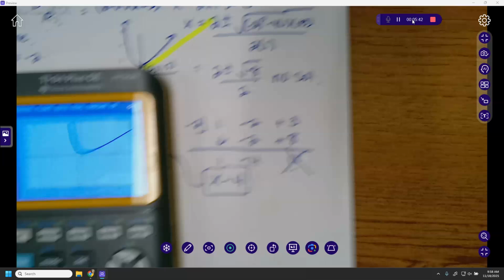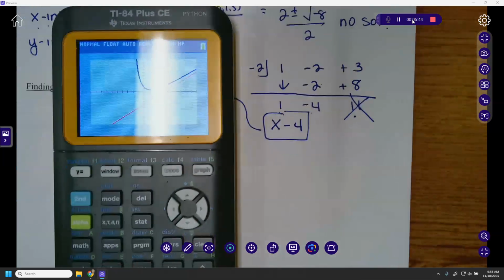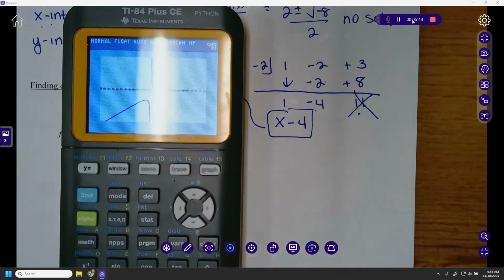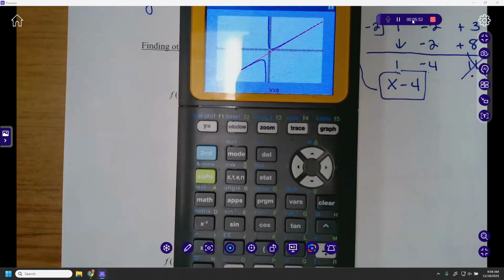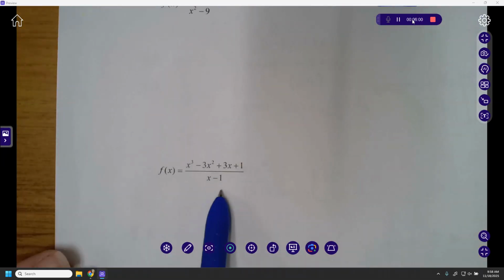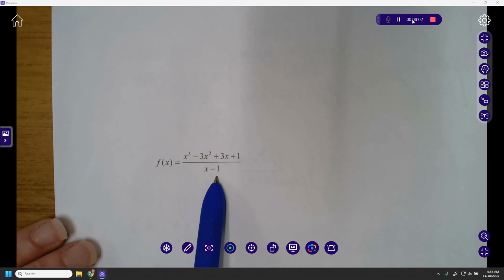Oops, I just went back to the standard viewing window again. Can you see that in the back there? So you can see that slanted line. All right, so in my section about how you find other asymptotes, that's how you would do that.